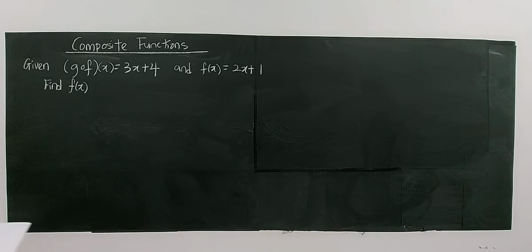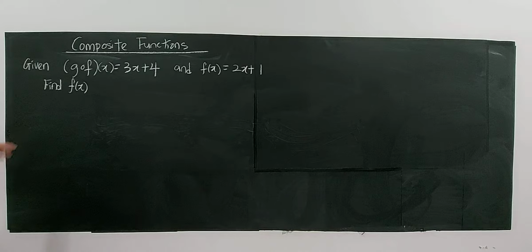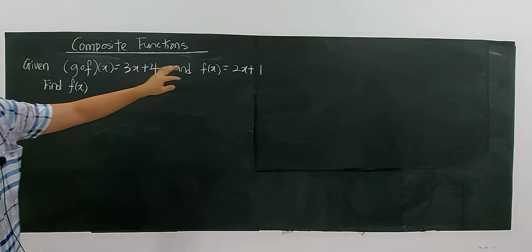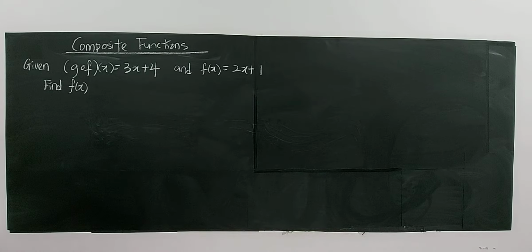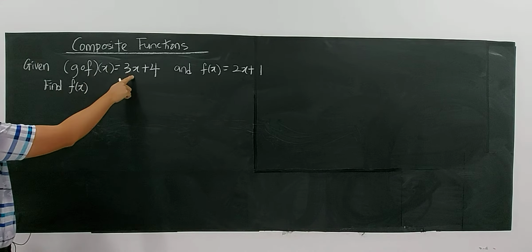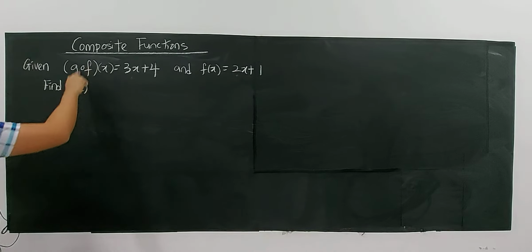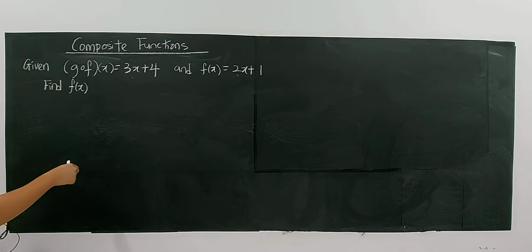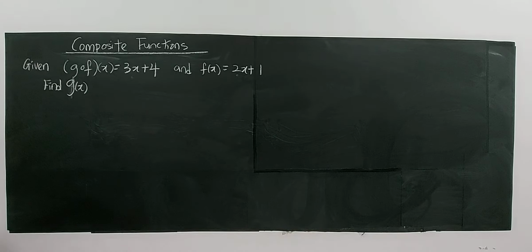Hi. Alright, in this video, we're going to talk about composite functions, where, given a composite function and a function, you have to find another function. For example, in this question, they're giving you that g composed with f of x is 3x plus 4, and they give you the function f(x), and you're going to find the function g(x).